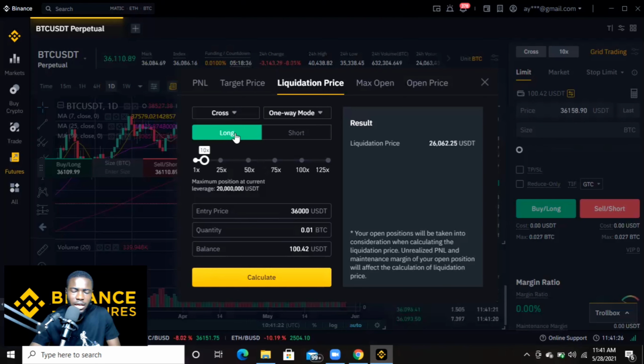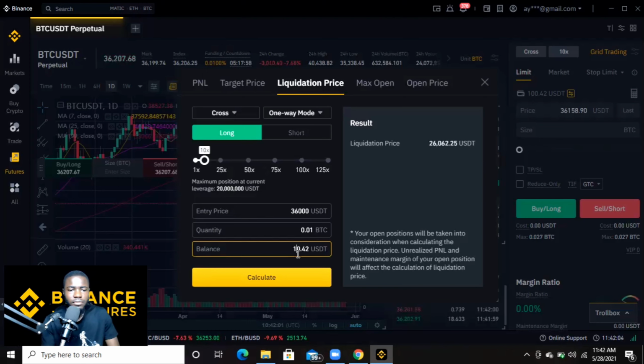I'm opening a long position, and this is my entry price, 36,000, but my quantity is quite high, which means I will have to borrow much more money to enter into this trade, right? So that's why my liquidation price is higher. My liquidation price when I use 0.001 BTC is basically zero, right? And when I use 0.01 BTC, when I borrow much more money to enter into a trade, my liquidation price goes up.